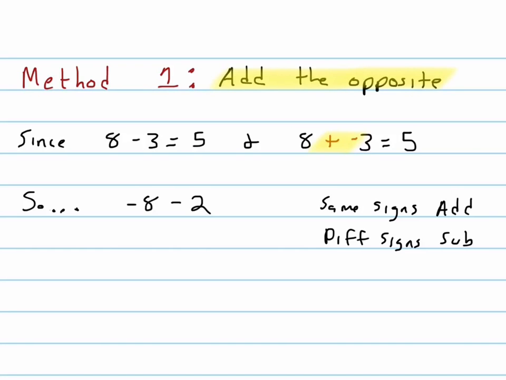If we notice this, look, I'll highlight this. 8 minus 3 is 5, and 8 plus negative 3 is 5. That means they're the same problem, just written differently. So anytime you see a subtraction problem and you're like, oh, this looks difficult, you're trying to trick me. No.